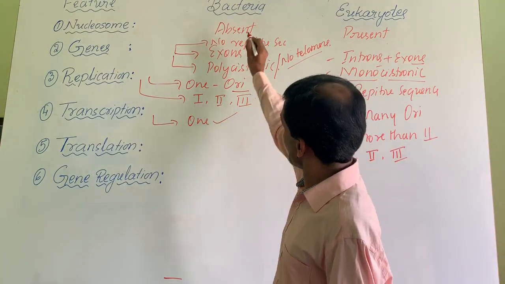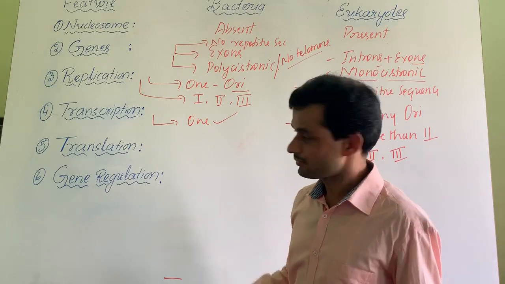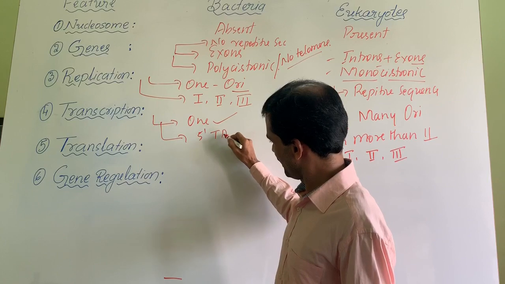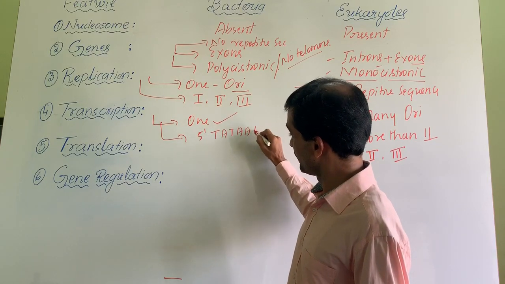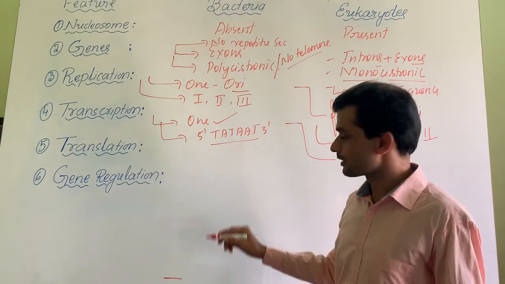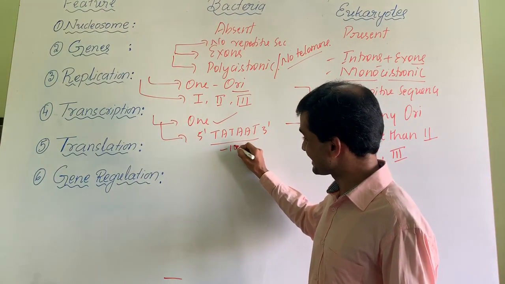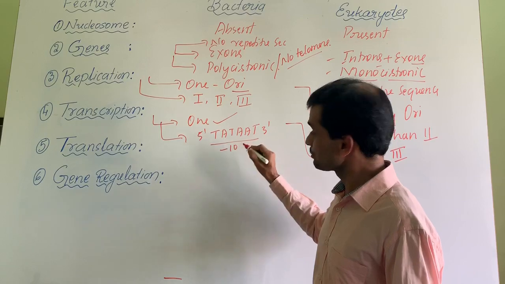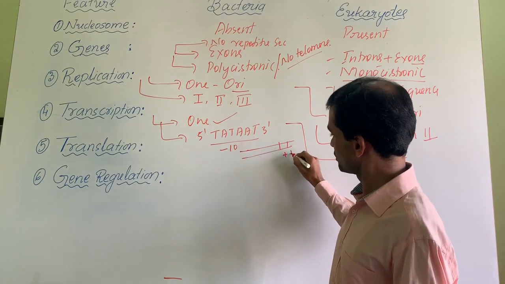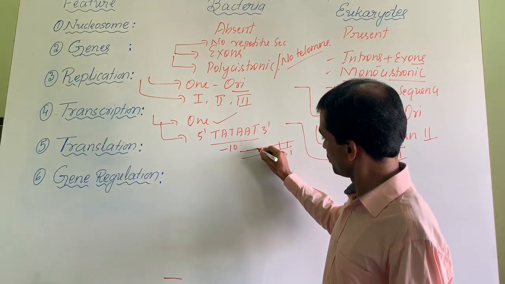Secondly, the promoter of a bacterial gene has a specific sequence called TATAAT, the Pribnow box. It is located at -10 upstream of the promoter. You know, if this is the promoter, imagine transcription starts from here. The promoter is located here.